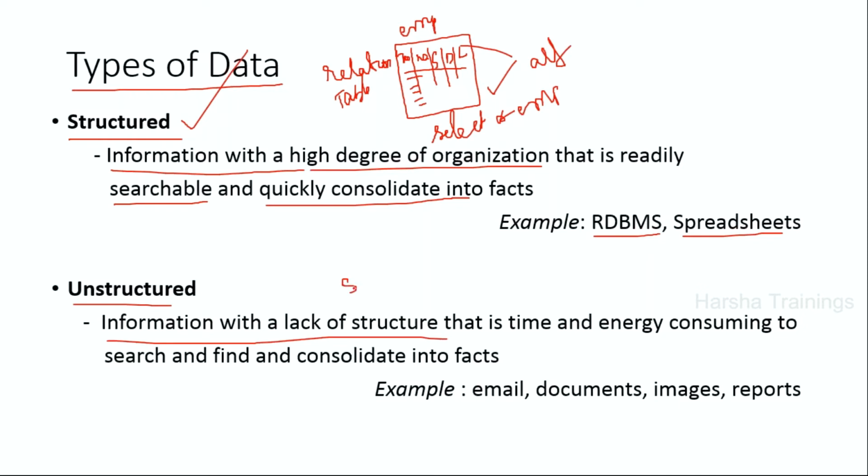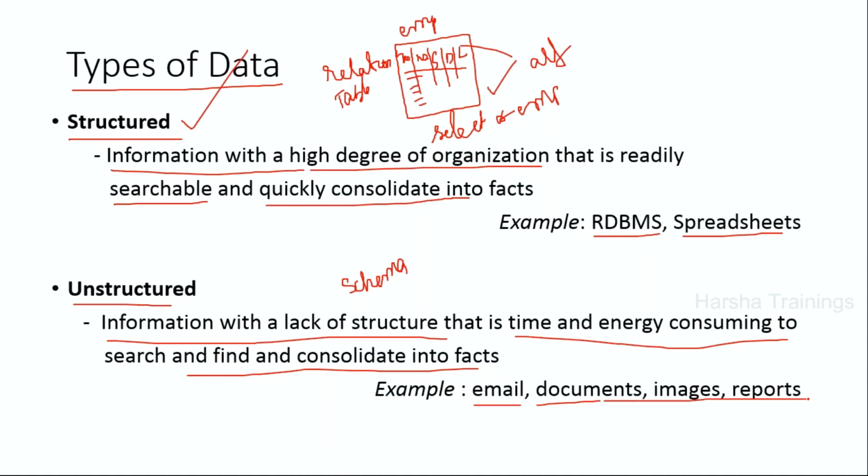Here, I will tell you a term called schema. Schema tells you the structure of the data. If I don't store the data in a structured form, it is very time consuming to locate the data, and very difficult to find consolidated facts from the data sets. Mostly emails, documents, images, reports, all these are called unstructured data.